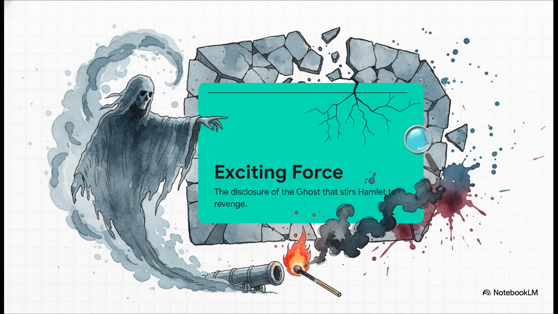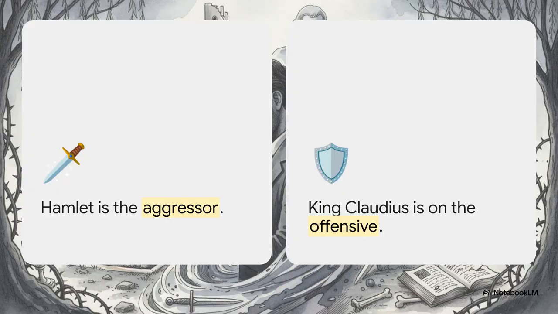But then the exciting force kicks off the real movement when Hamlet is given a terrifying command by his father's ghost. The disclosure of a fratricide, the fact that Hamlet's uncle literally murdered Hamlet's father to take the crown, completely shatters the peace. This is the match that lights the powder keg, stirring Hamlet to revenge. And this brilliantly illustrates the overarching external conflict. It frames the entire play as a brutal battle between two mighty opposites who basically trade the role of aggressor.